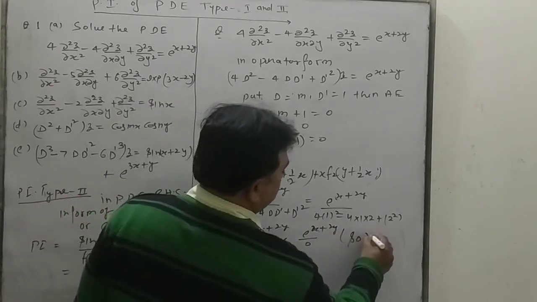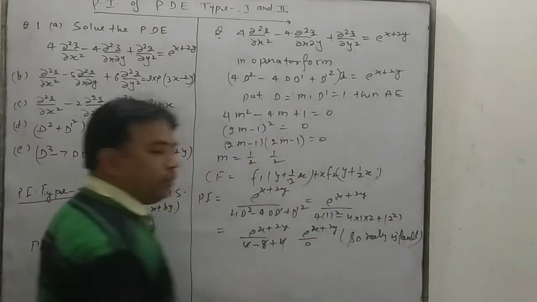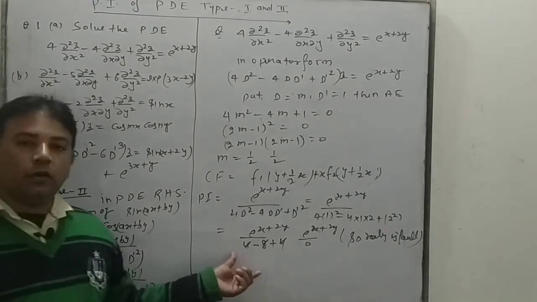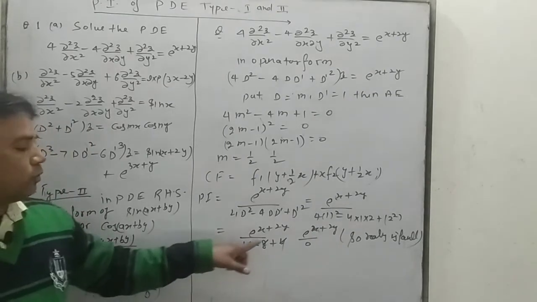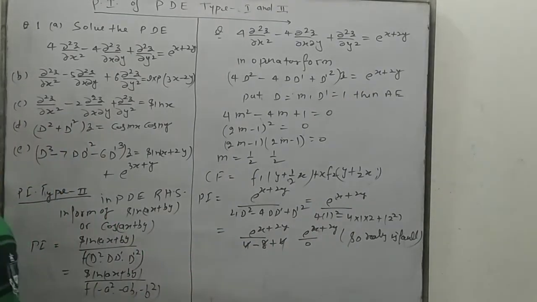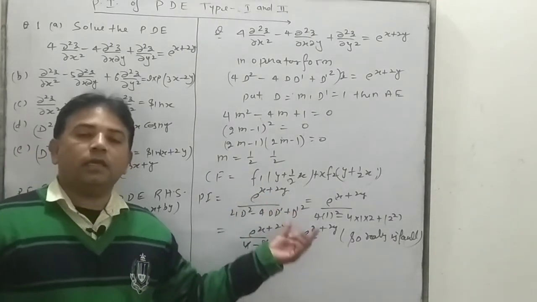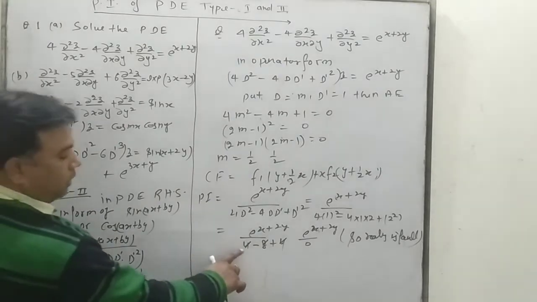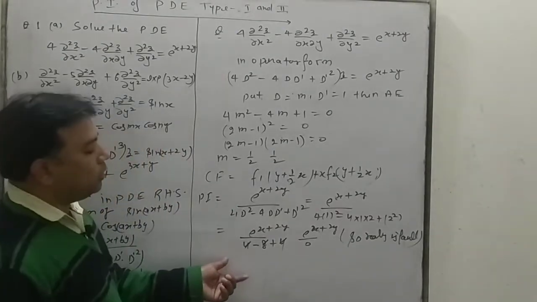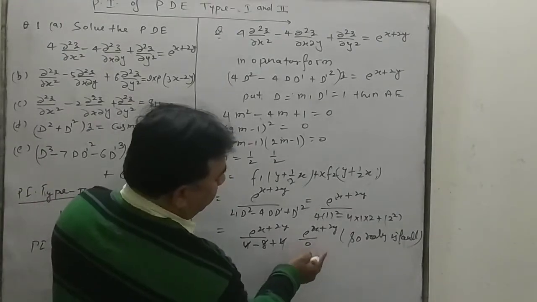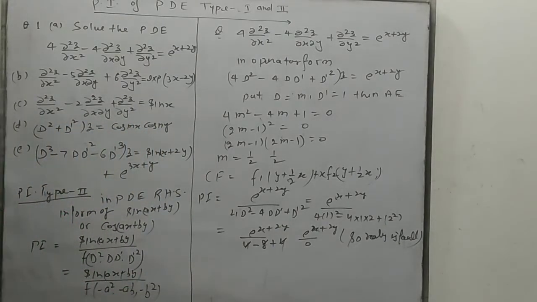So the rule has failed. I discussed in the previous video that if the denominator of PI is not equal to 0, then we say the given value of the PI is the answer. But if the denominator is 0, then the rule will fail, because dividing any number by 0 gives an infinite value. This value is in undefined form.